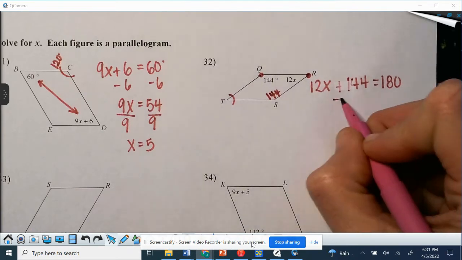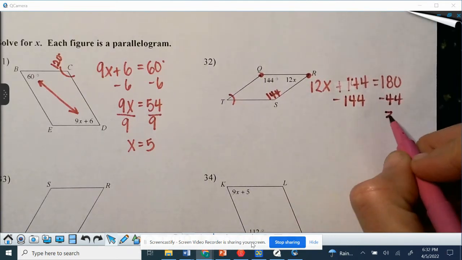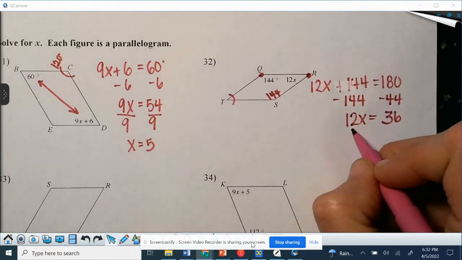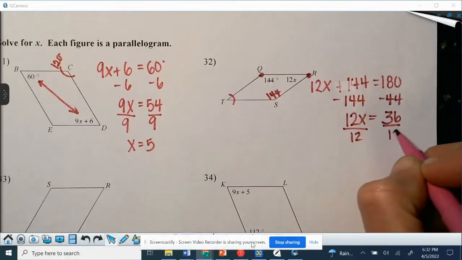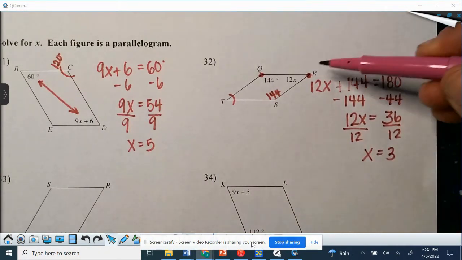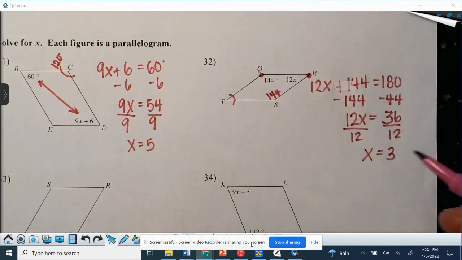So we're going to subtract 144 from both sides, which should give me 36. And 12x is 12 times x, so we're going to divide by 12. And x is going to be 3. So that means we know that this angle is 36 and this angle is 36. But the answer to the question is, what is x? So x equals 3.